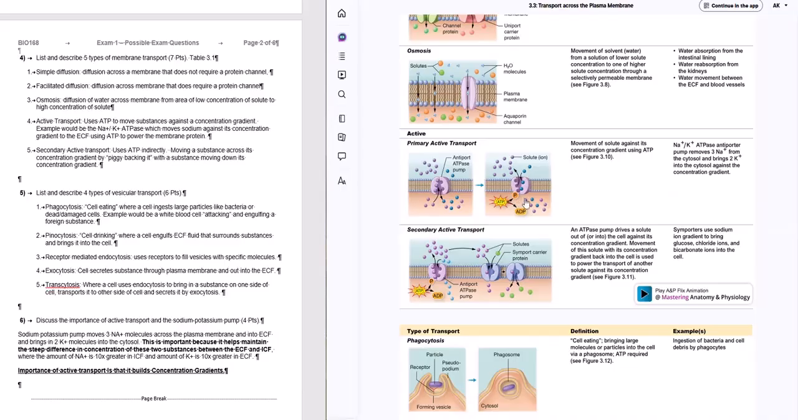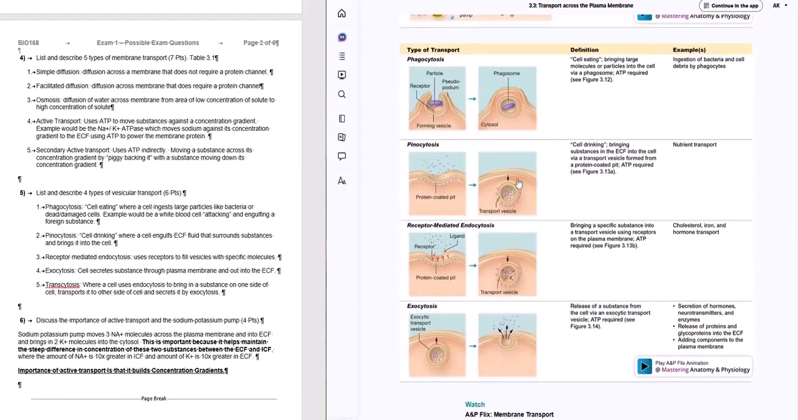And then the 4 types of vesicular transport. Remember, we have 3 types of endocytosis: phago, pino, and receptor mediated. Here's the definition for each, examples of how each is used, and then the final one, exocytosis, the releasing of the substances. So exiting is exocytosis, entering is endocytosis.